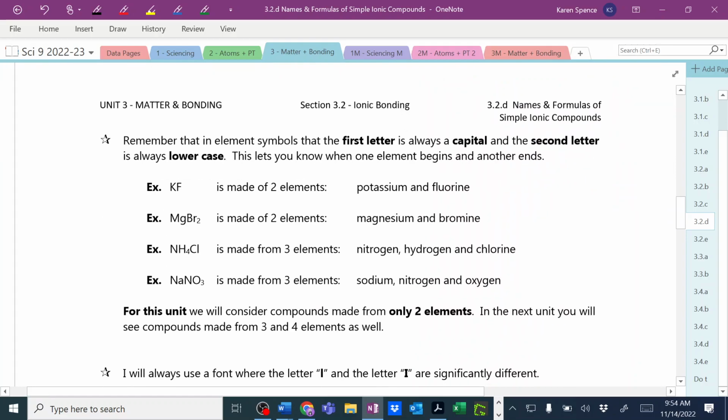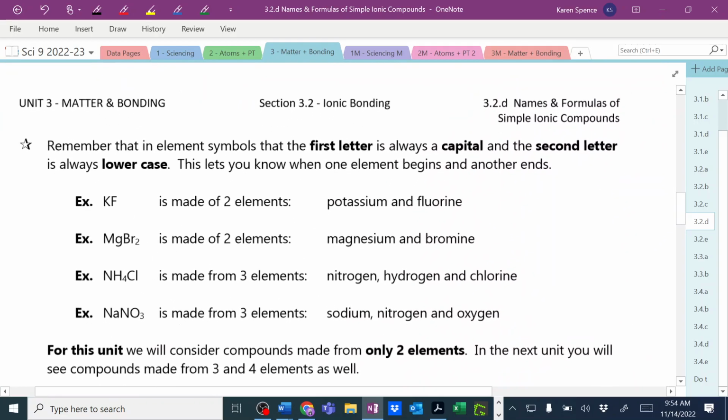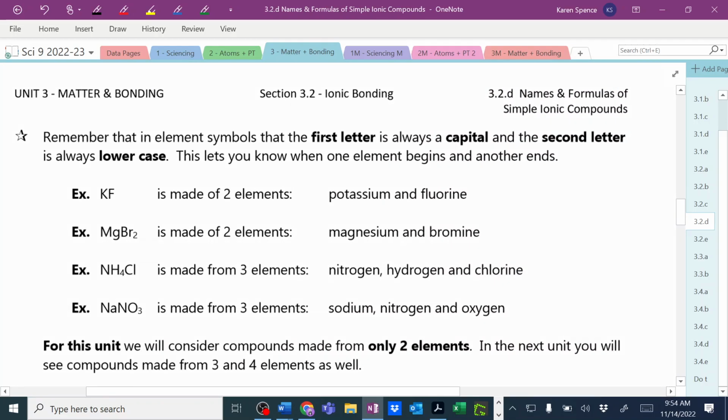All right. Now, remember, just in case you've forgotten, the element symbols: the first letter is always a capital. The second letter is always lowercase. So I don't want to see any of this, NaCl with a capital C and capital L. No. Okay, that is not right.